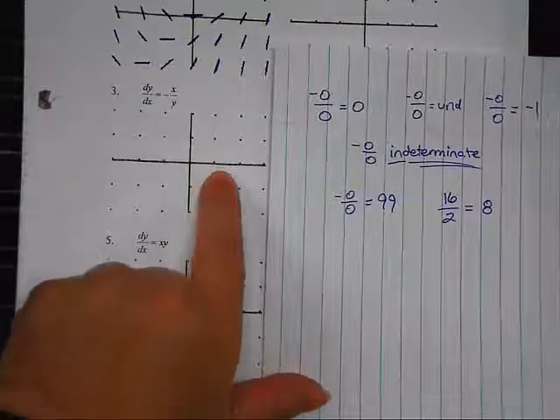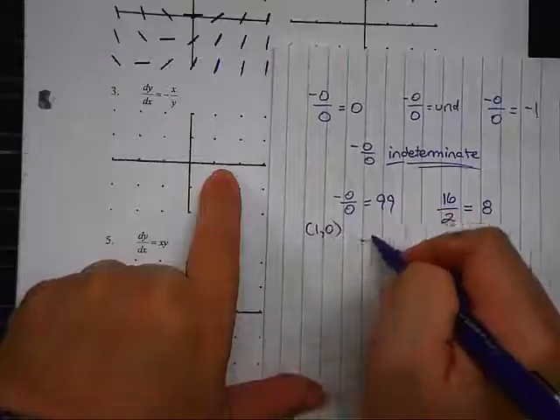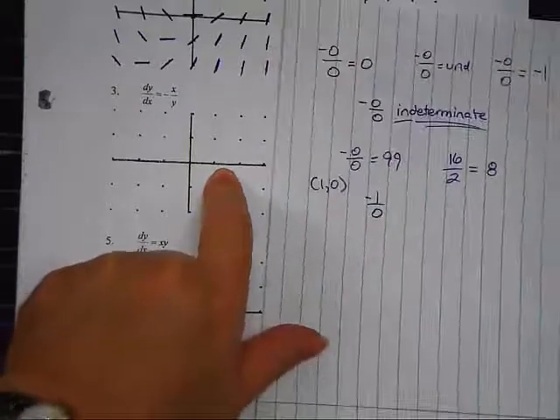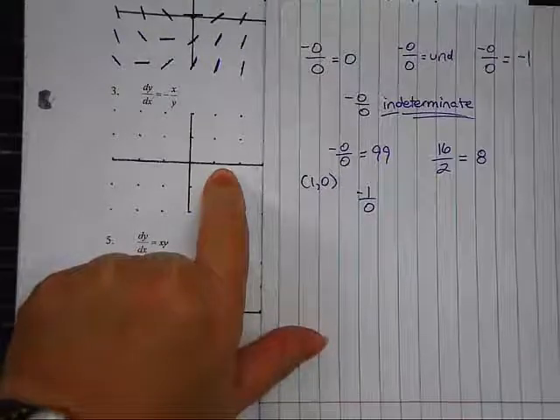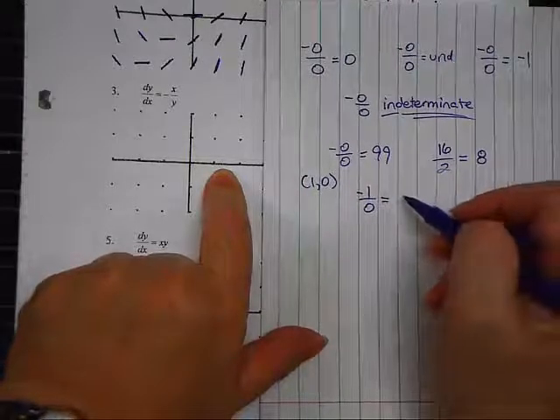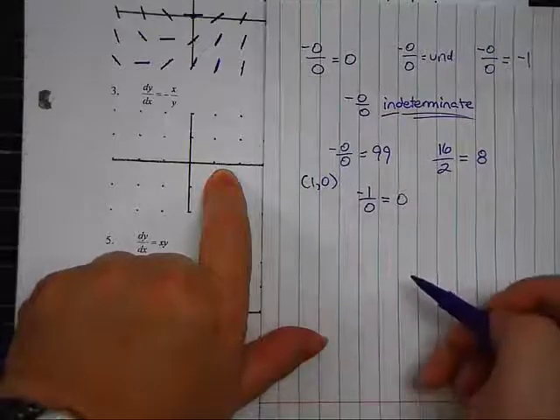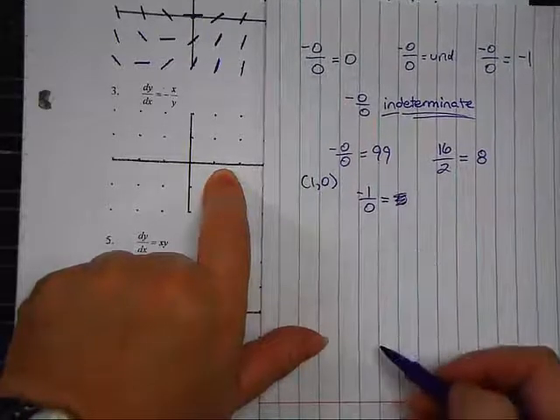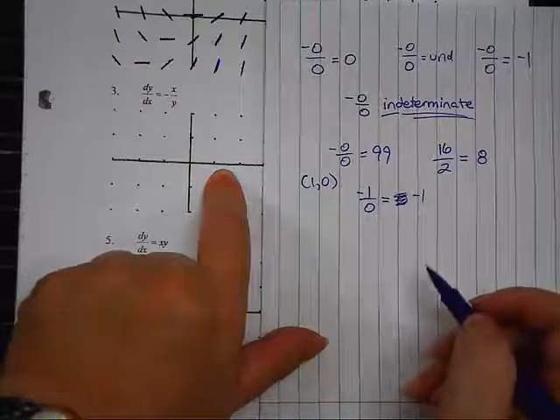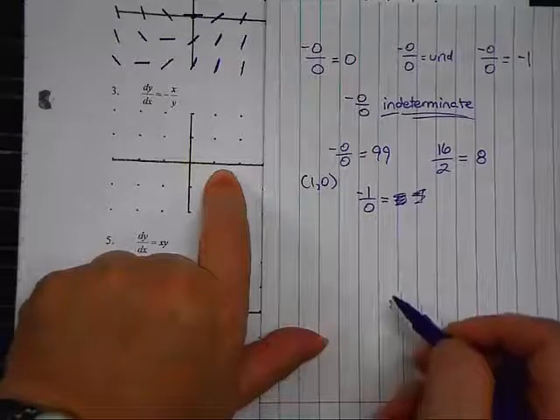So let's move over. This point here is 1, 0. What is negative 1 over 0? Now, according to the rule I just taught you, could it be 0? Does 0 times 0 equal negative 1? No, can't be 0. Could it be negative 1? Does negative 1 times 0 equal negative 1? No. What could it be?